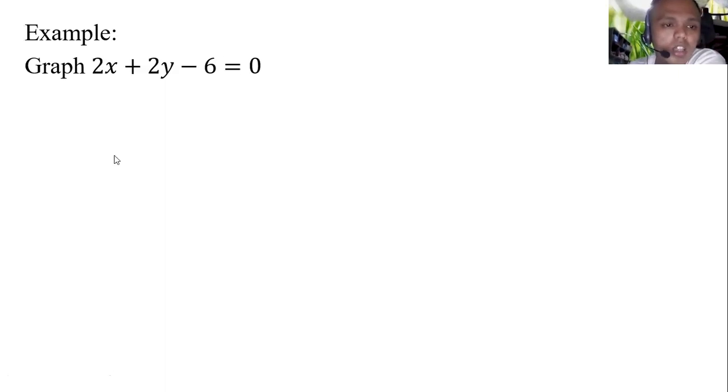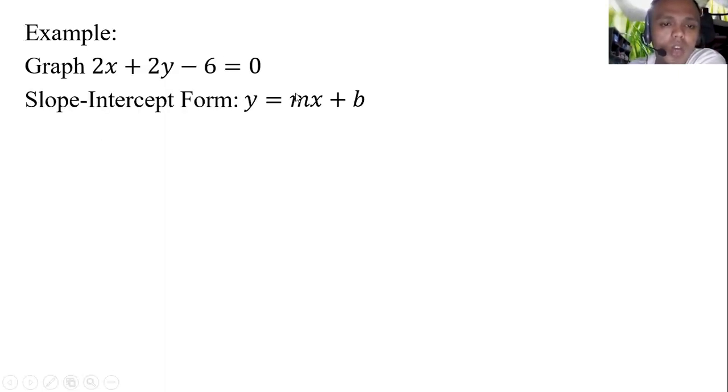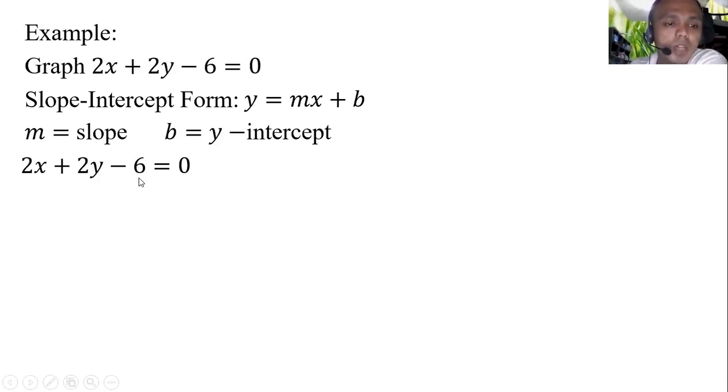Again, we will write it into slope intercept form, in y equal to mx plus b. Your m here is the slope, then your b is your y-intercept. Now, in 2x plus 2y minus 6 equal to 0, transpose 2x to the other side, we have 2y equal to negative 2x. Transpose negative 6 to the other side, we have positive 6. Then divide both sides by 2. Cancel this out. Then we have y equal to negative 2x divided by 2 is negative x. 6 divided by 2 is positive 3.